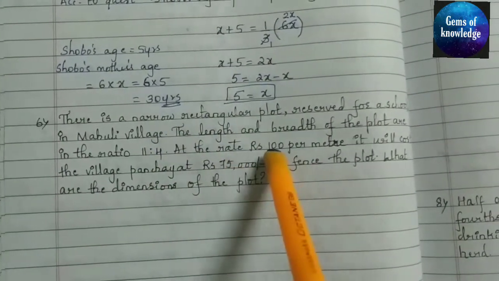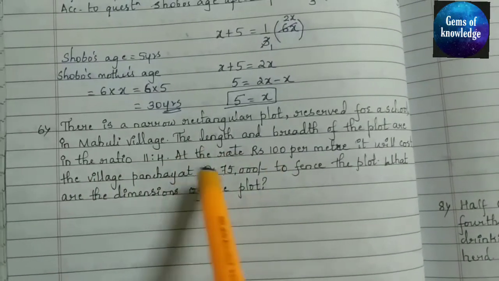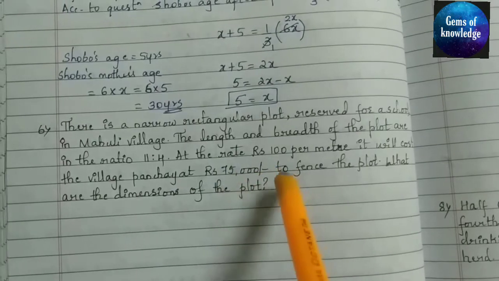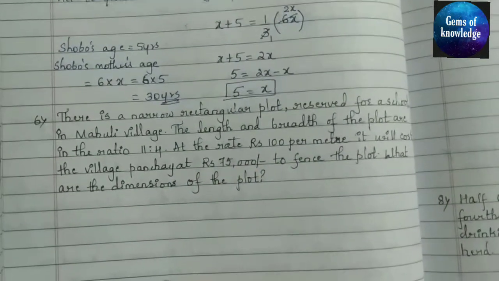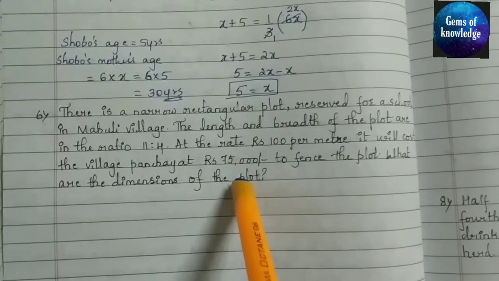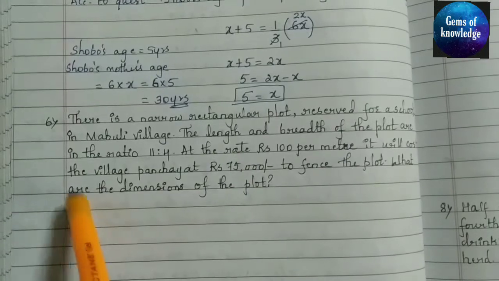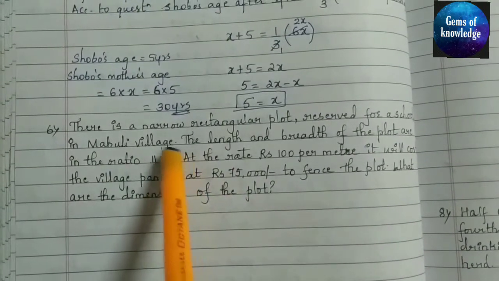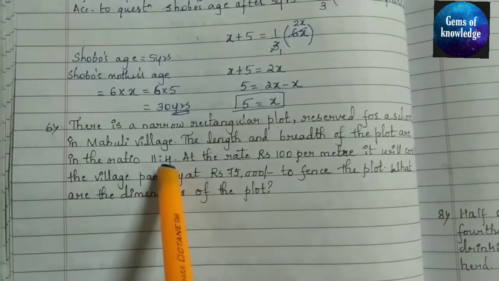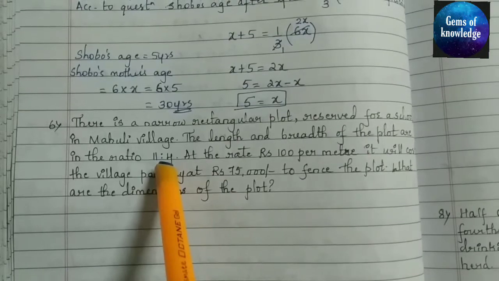At the rate of rupees 100 per meter, it will cost the village panchayat rupees 75,000 to fence that plot. Okay, to fence that particular rectangular plot, it will take that village panchayat rupees 75,000. So we have to find out what are the dimensions of the plot. It means here they have given us the length and breadth in the form of ratio. So we have to find the exact value of this length and breadth.